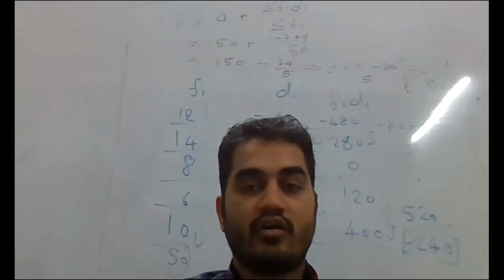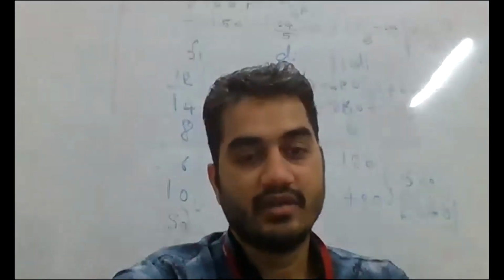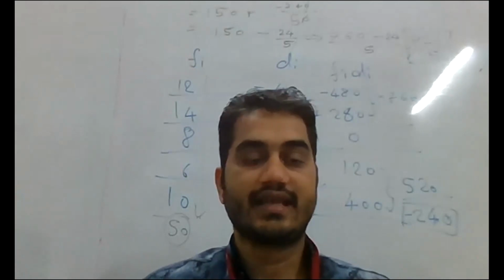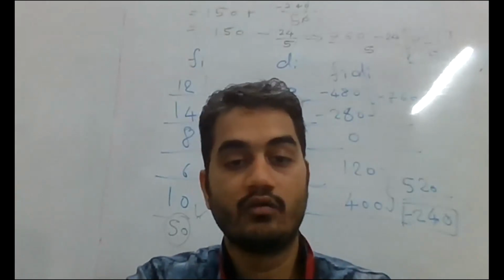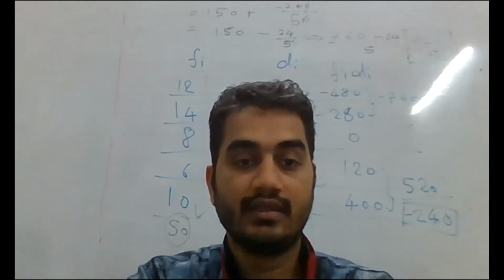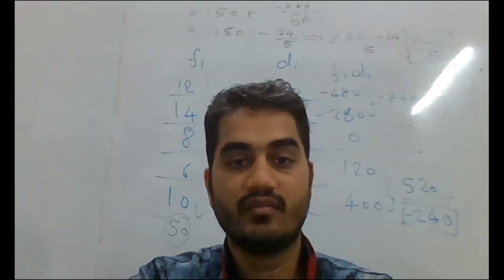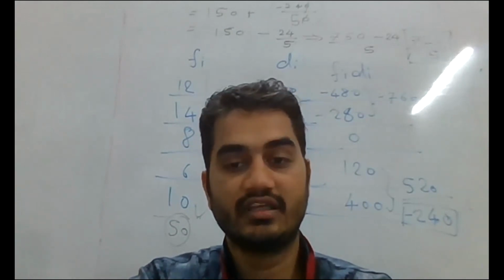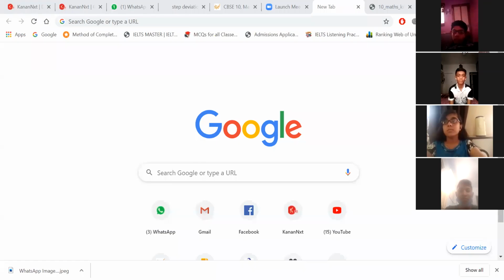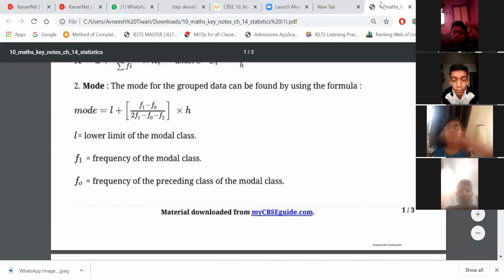Okay, this is the second topic which we are going to talk about in this chapter, that is statistics. In this second topic, we are going to talk about how to find out the mode of the given data. In the first topic, we had discussed how to find out the median and mean of the given data, and in this we are going to talk about how to find out the mode of the given data. So first of all, let us discuss the formula, and then we'll go for that.